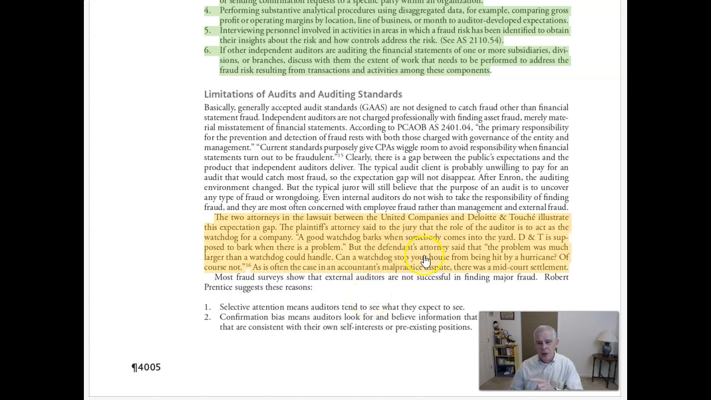Now, the defendant's attorney, Deloitte & Touche's attorney, said the problem was much larger than a watchdog could handle. Can a watchdog stop your house from being hit by a hurricane? Of course not. I'm not sure who won the lawsuit here, but the general public still expects the CPAs, the certified public accountants, coming in to audit, to find fraud if it exists. They expect them to.